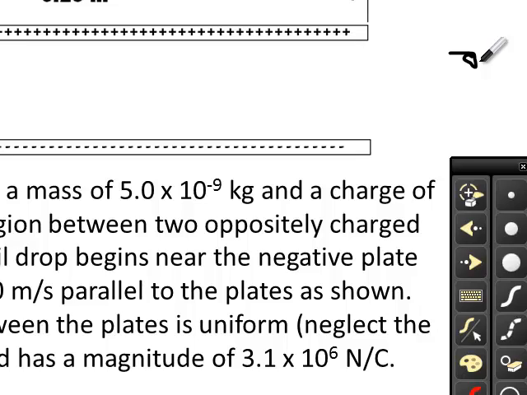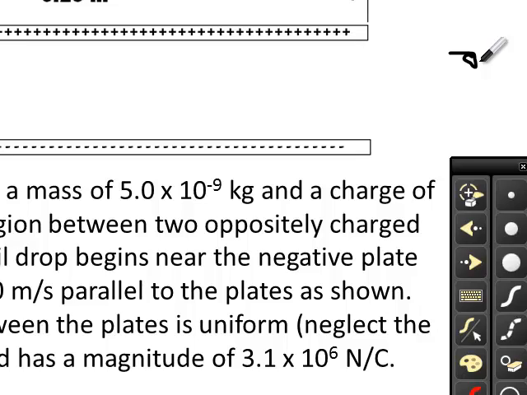All right, a tiny drop of oil has a mass of 5 times 10 to the minus 9 kilograms and a charge of -2 picocoulombs, and it enters the region between two oppositely charged parallel plates. The oil drop begins near the negative side with a velocity of 30 meters per second, parallel to the plates as shown. The electric field between the plates is uniform, and neglect the effects of fringing. And has a magnitude of 3.1 times 10 to the 6 newtons per coulomb.